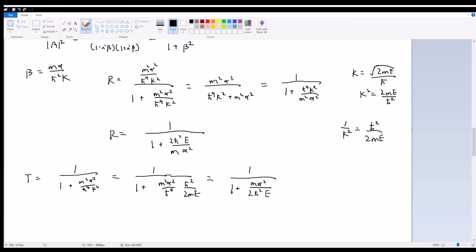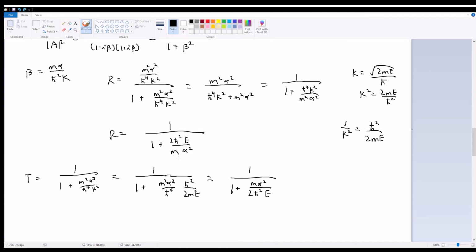Okay, so what we see then is that E is the only thing that matters. It's the energy. Everything else is a constant. We see that if energy is really high, then this term in the denominator becomes really big. The reflection coefficient goes down to 0, whereas the transmission coefficient has this term go to 1 as E goes to infinity.